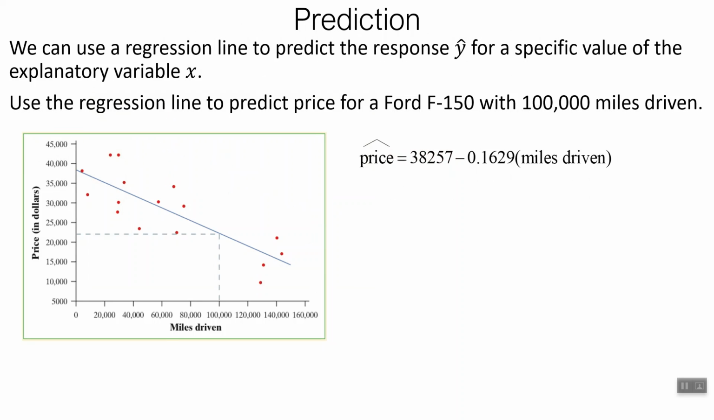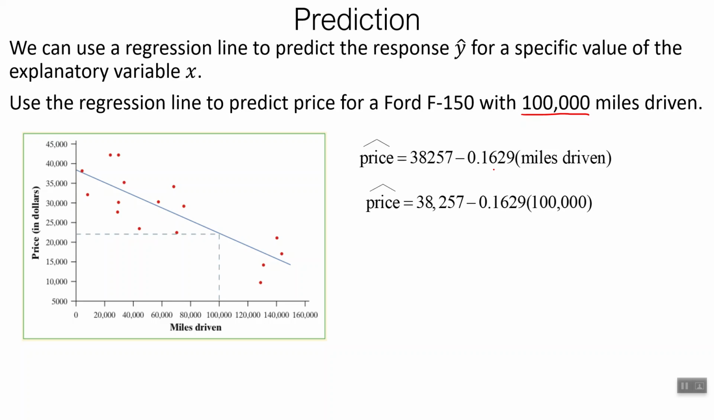Now, can we use our line to predict some stuff? Use the regression line to predict the price of a Ford F-150 with 100,000 miles driven. 100,000 miles is within our range, between 0 and about 150, so it should work. Remember, it has to be in our domain if we want to predict it. It looks like it's somewhere between 20,000 and 25,000, but we can just plug in.